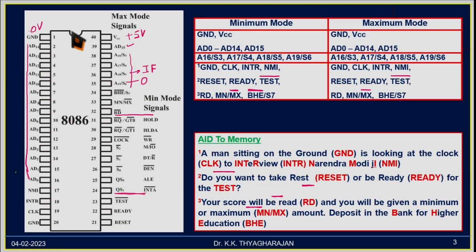You can easily remember these pins: ground and VCC, then AD0 to AD14, then AD15 here, then A16 to A19. Those are multiplexed with status signals. So all these pin names you can easily remember. Then these three signals are common for both minimum and maximum modes. Similarly, these three signals are common and these three signals are common. So these 9 signals are common for both maximum and minimum modes.